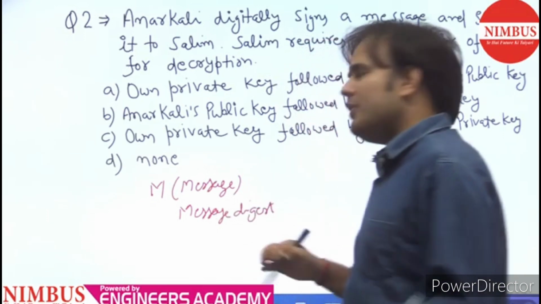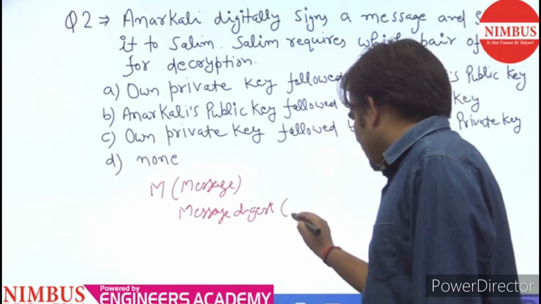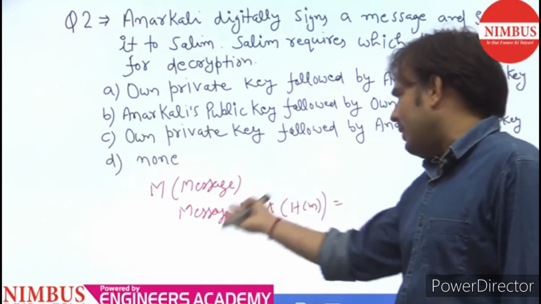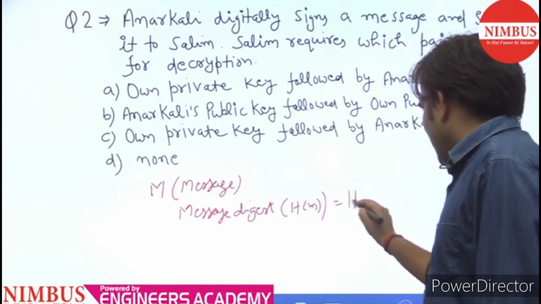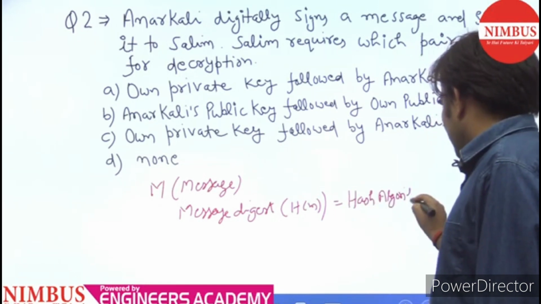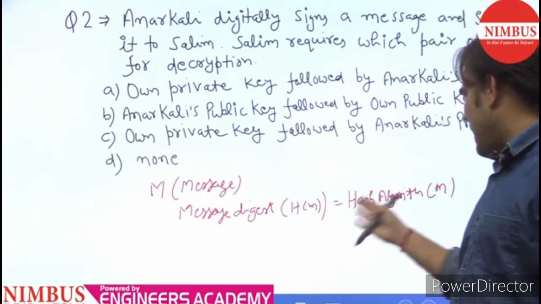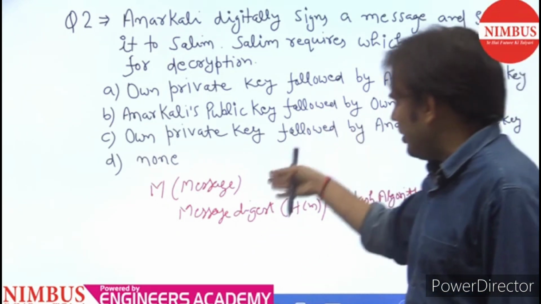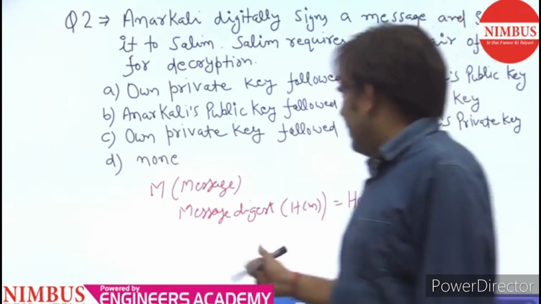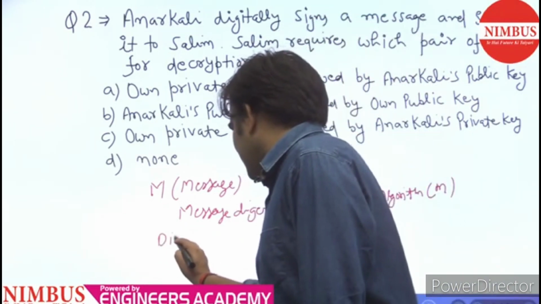So the very first thing we need to create a digital signature is the message digest, which you can denote as H(M). You need to apply a hash algorithm or hash function on the original message. When you apply the hash algorithm on the original message, you get the message digest. Once you get the message digest, you can form the digital signature.